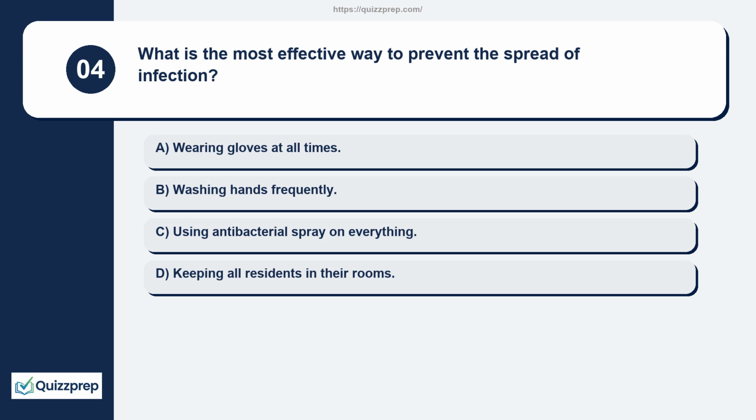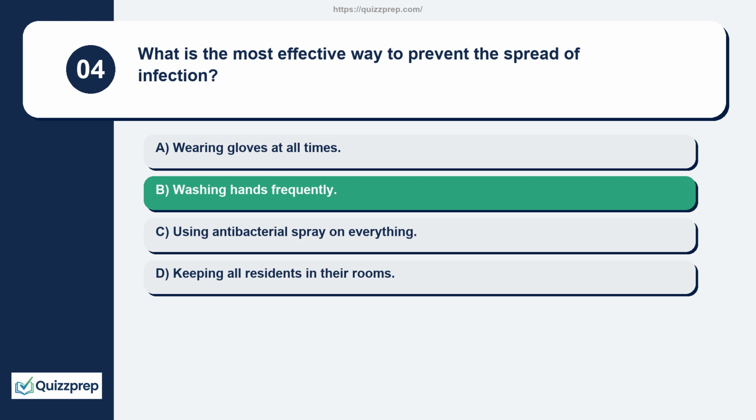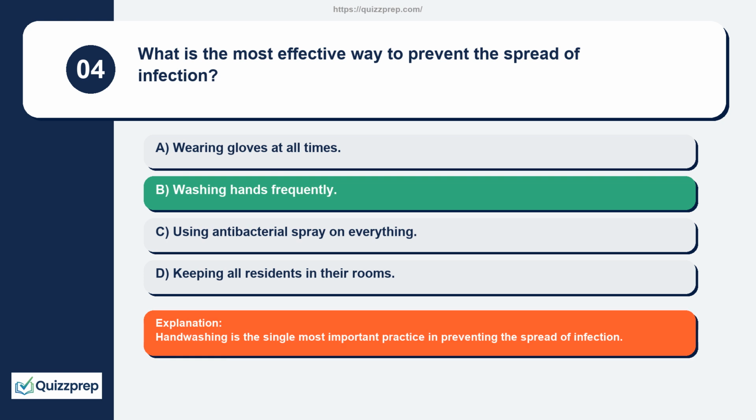Question 4. What is the most effective way to prevent the spread of infection? Wearing gloves at all times. Washing hands frequently. Using antibacterial spray on everything. Keeping all residents in their rooms. Hand washing is the single most important practice in preventing the spread of infection.